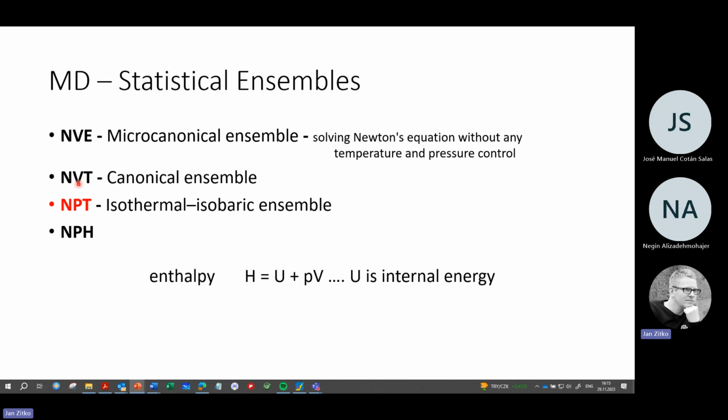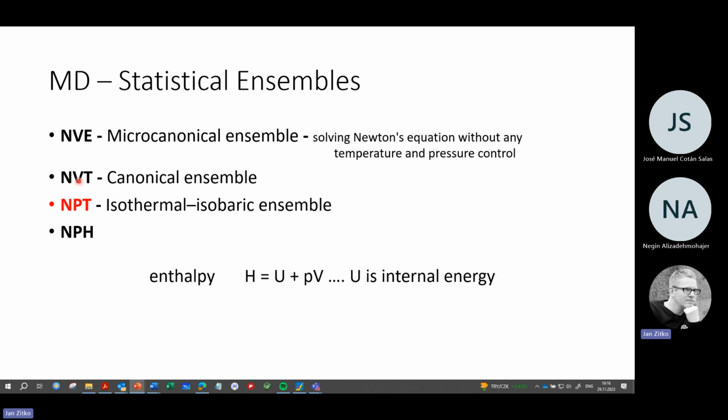Oh, sorry, the other way around. So if you have the temperature set to a certain value, and you want to increase the volume of your box, if you increase the volume, the temperature would be lowered by thermodynamical principles. So to prevent that, you have to modify the pressure.